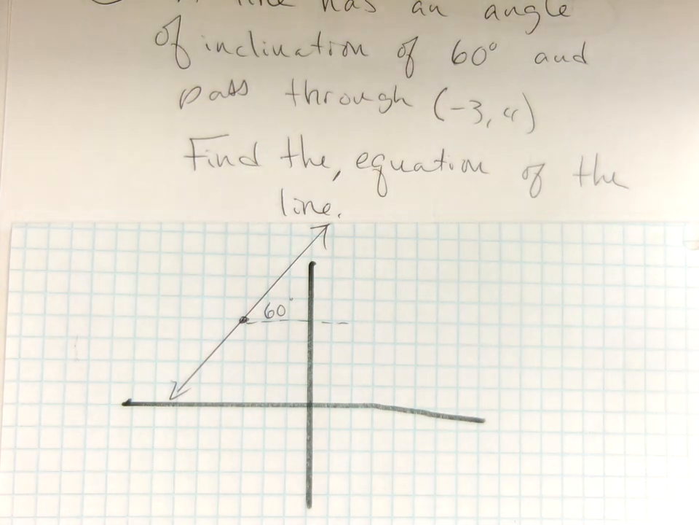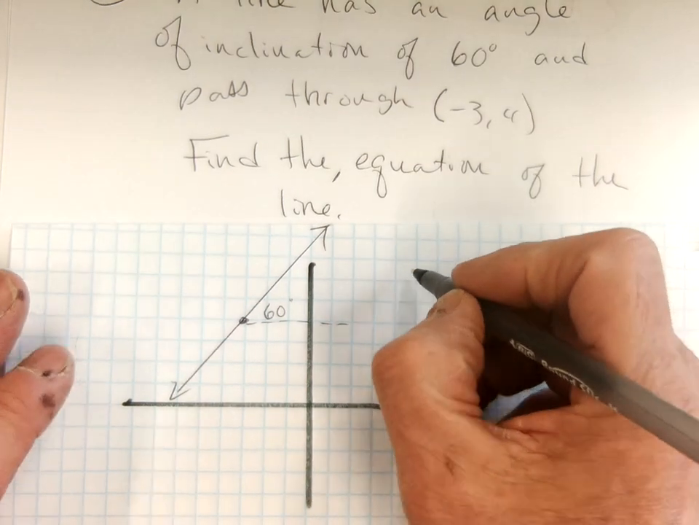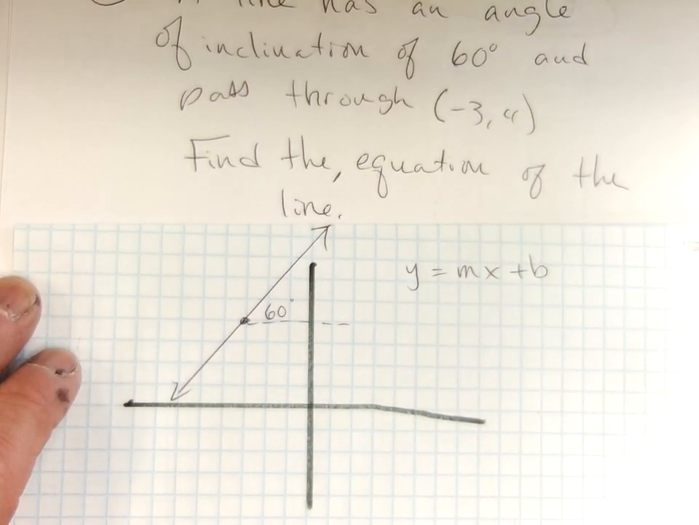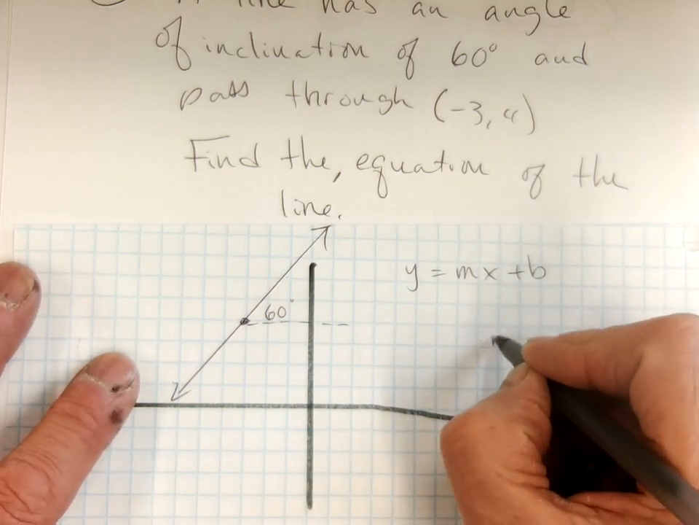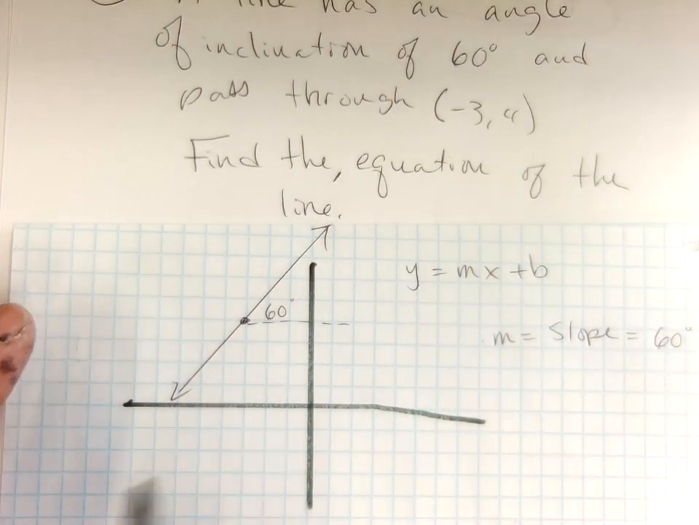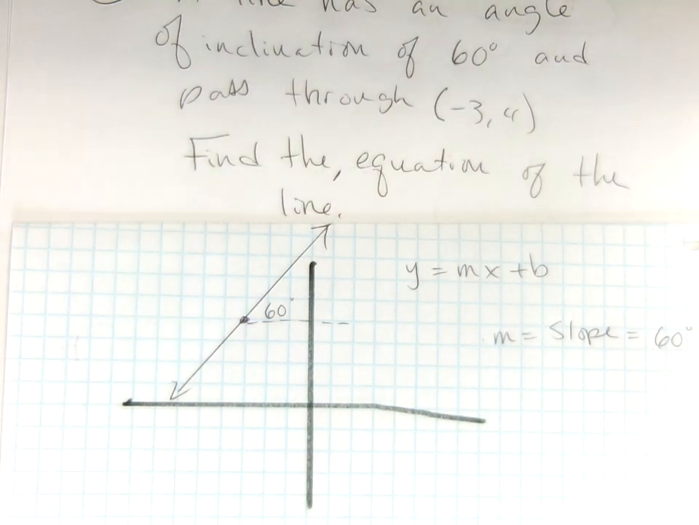How do we find the equation of a line? y equals mx plus b, right? And m stands for what? Slope. So m is the slope. But the slope is 60 degrees. That's just not going to cut it for me, okay? Slope is 60 degrees, right? Well, slope is rise over run, correct? Slope is rise over run.